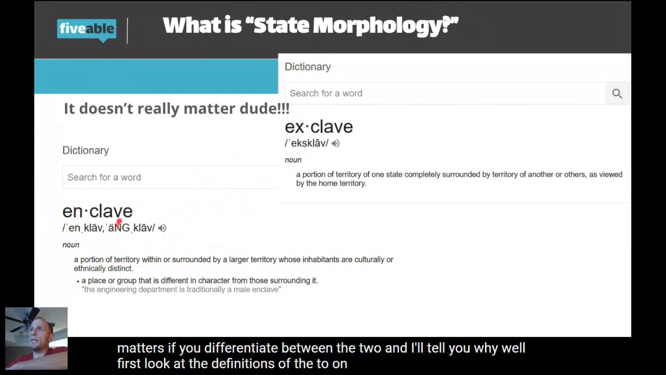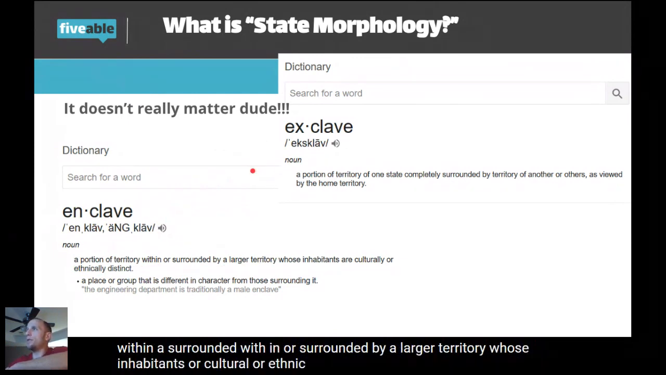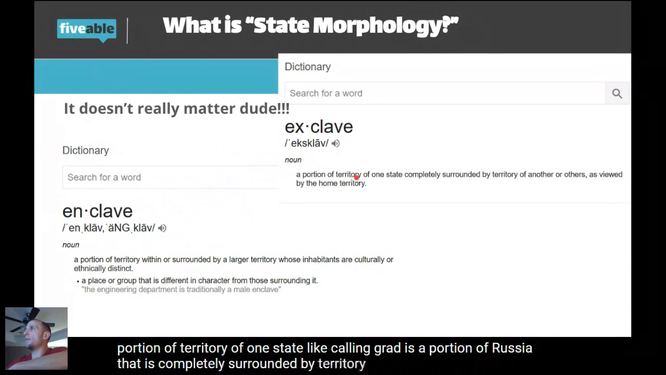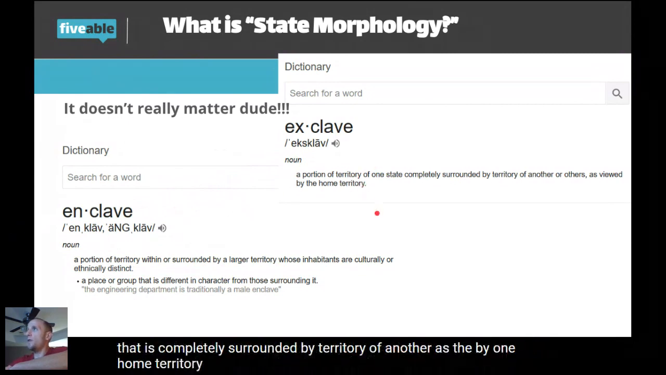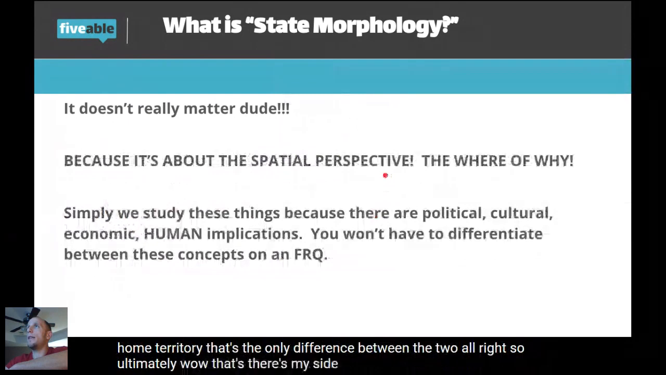First, look at the definitions of the two. An enclave is a portion of territory within or surrounded by a larger territory whose inhabitants are culturally or ethnically distinct. And then an exclave is a portion of territory of one state, like Kaliningrad is a portion of Russia, that is completely surrounded by territory of another, as viewed by one home territory. That's the only difference between the two.